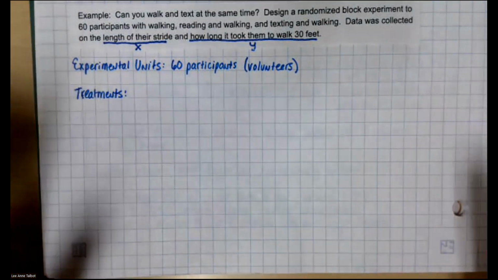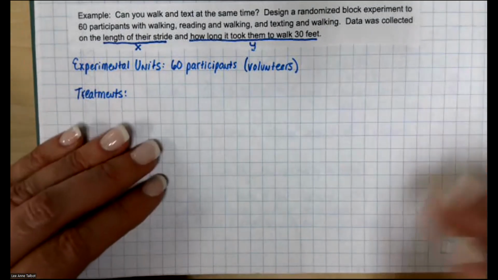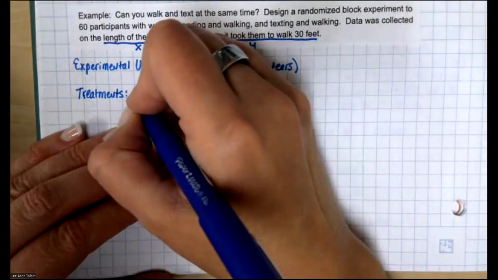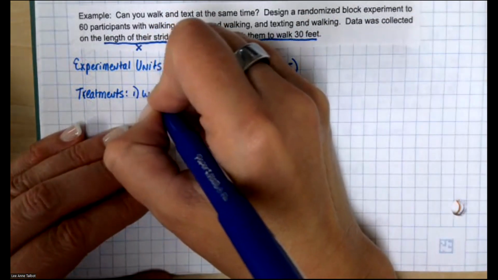of paper. Okay, what are the treatments in this problem? There's 3 of them. Walking.